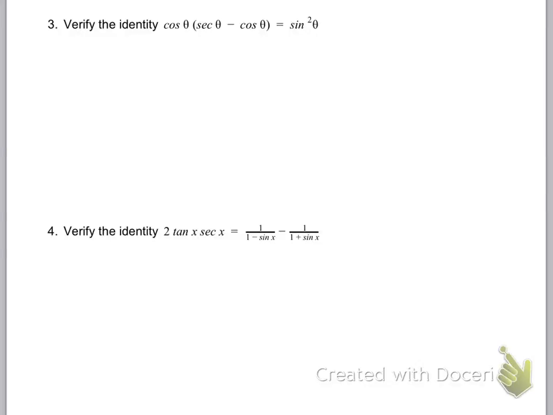This is geotrig, day 2 of the trig identities. So we're now on to our third identity. This one, guys, is verified. Now these ones have an end game.